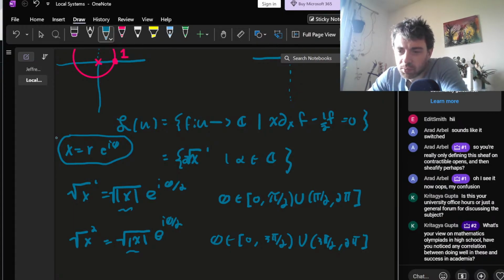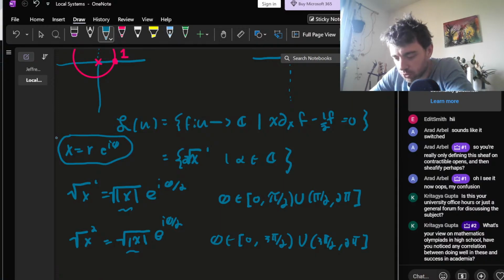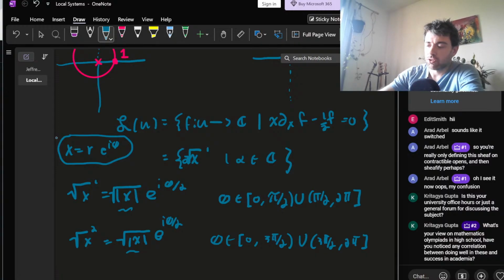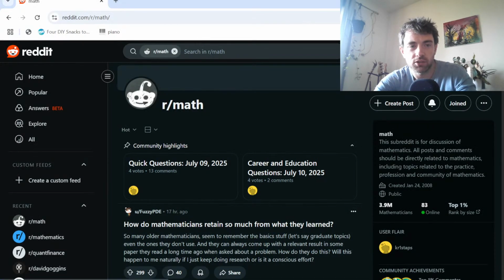What's my view on mathematics Olympiads in high school? Have I noticed any correlation between doing well in these and success in academia? Yes and no. Definitely there are many successful mathematicians that have never done any of these competitions. And you hear people talk all the time about the fact that doing mathematics in the real world is much more a marathon than a sprint, whereas the Olympiad is a sprint.